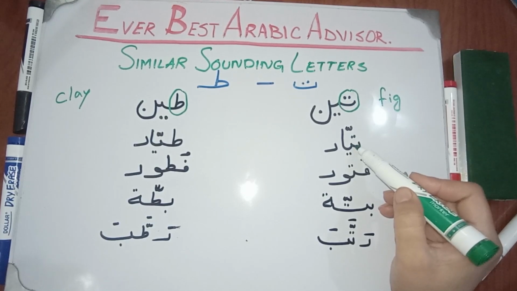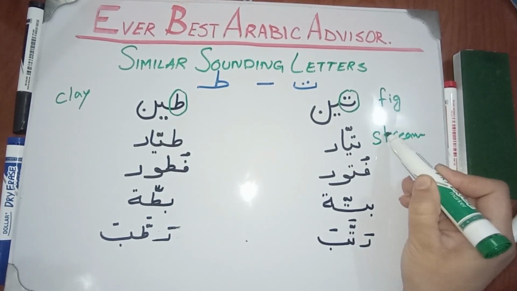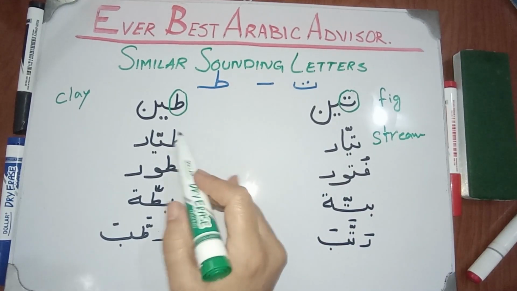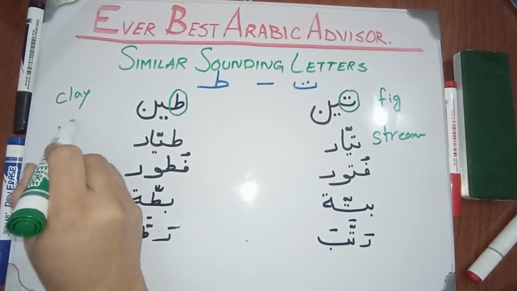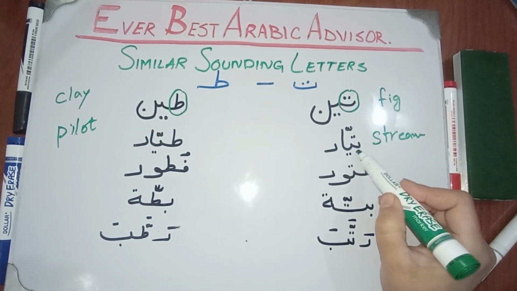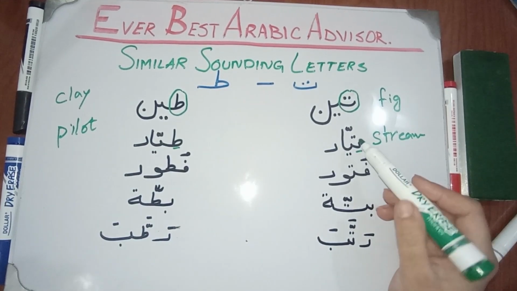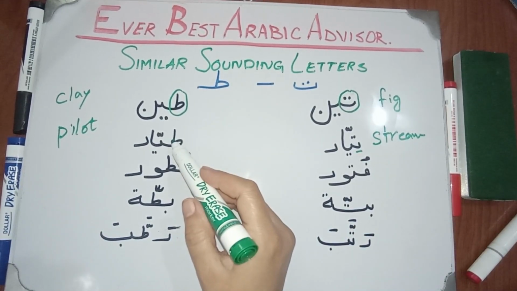Tayyar is a stream in Arabic, and tayyar is a pilot, as only the first letter is changed. The first letter here is ta, and here the first letter is ta.